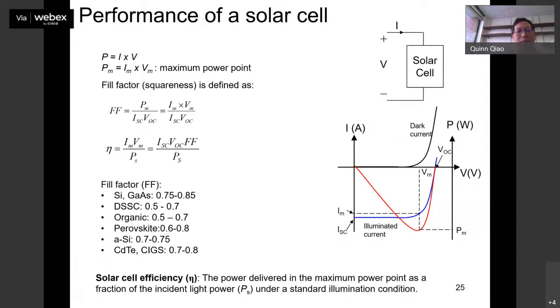So I think that is the only reason for the popularization of this silicon-based solar cell, because the uniformity is very well maintained. Yeah, you're right.